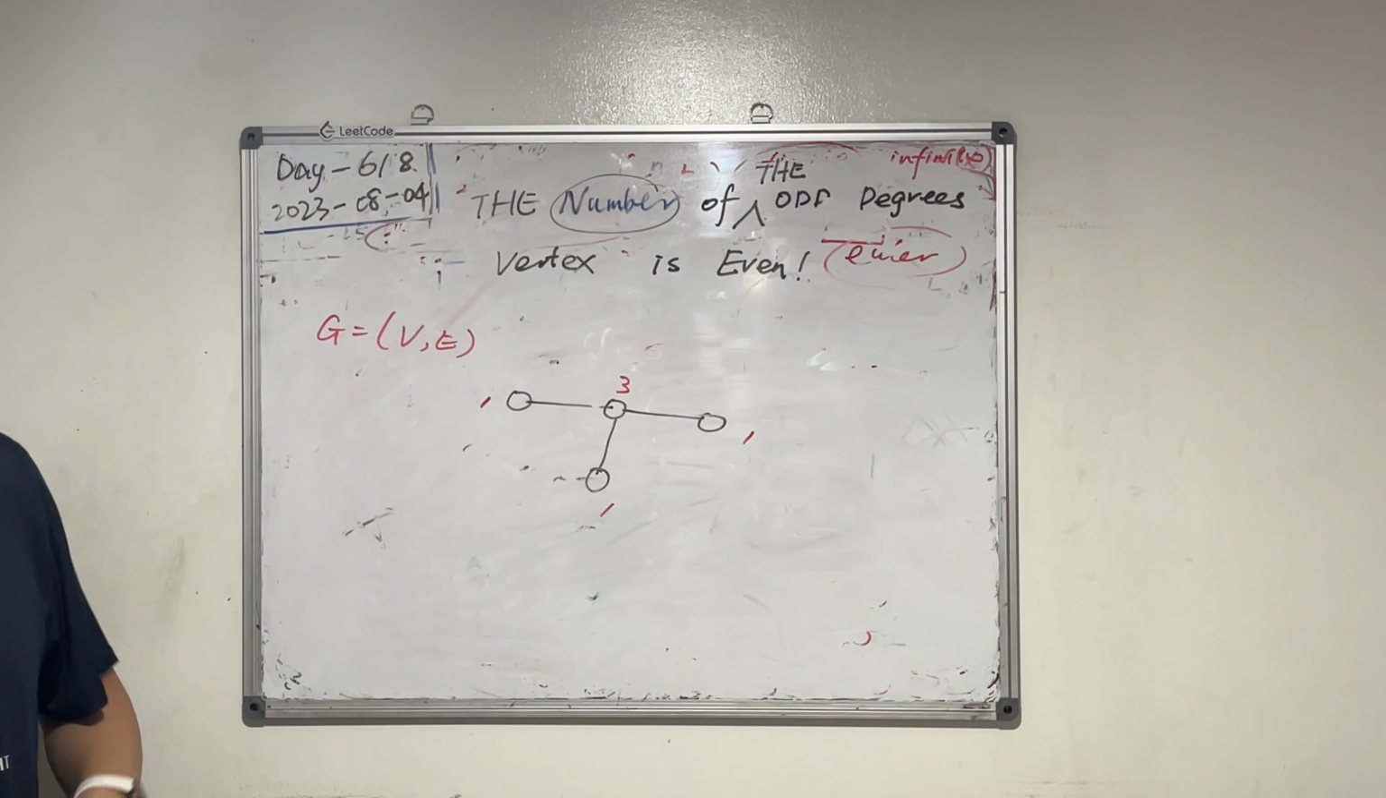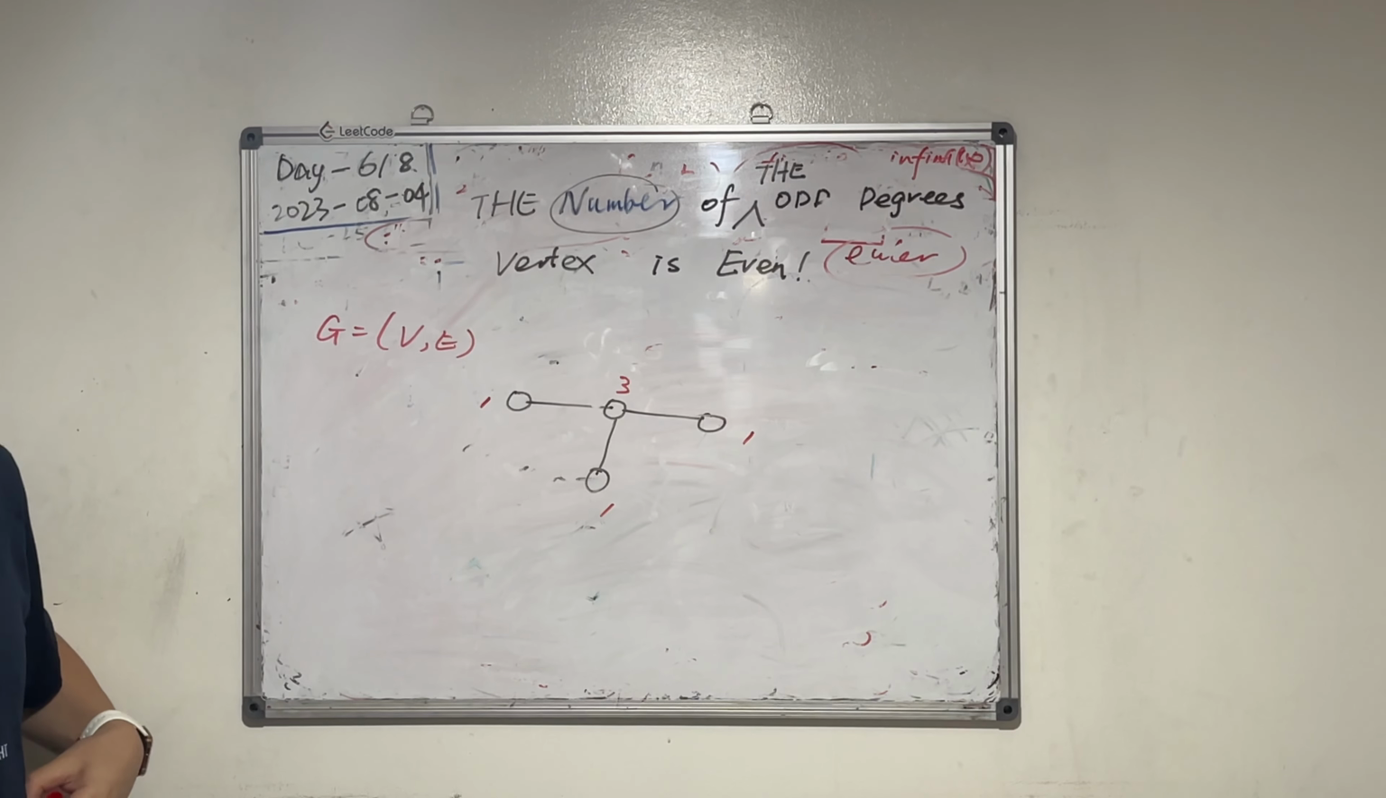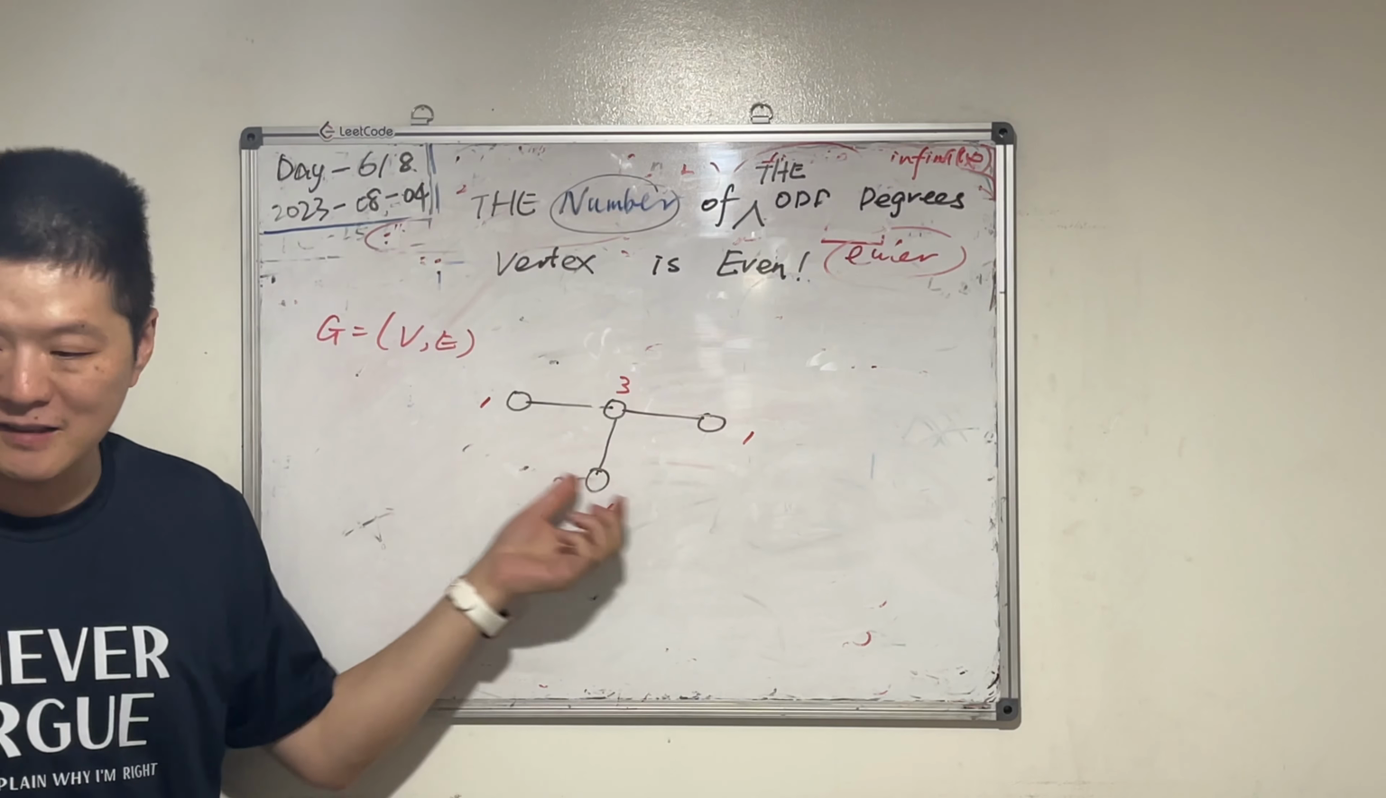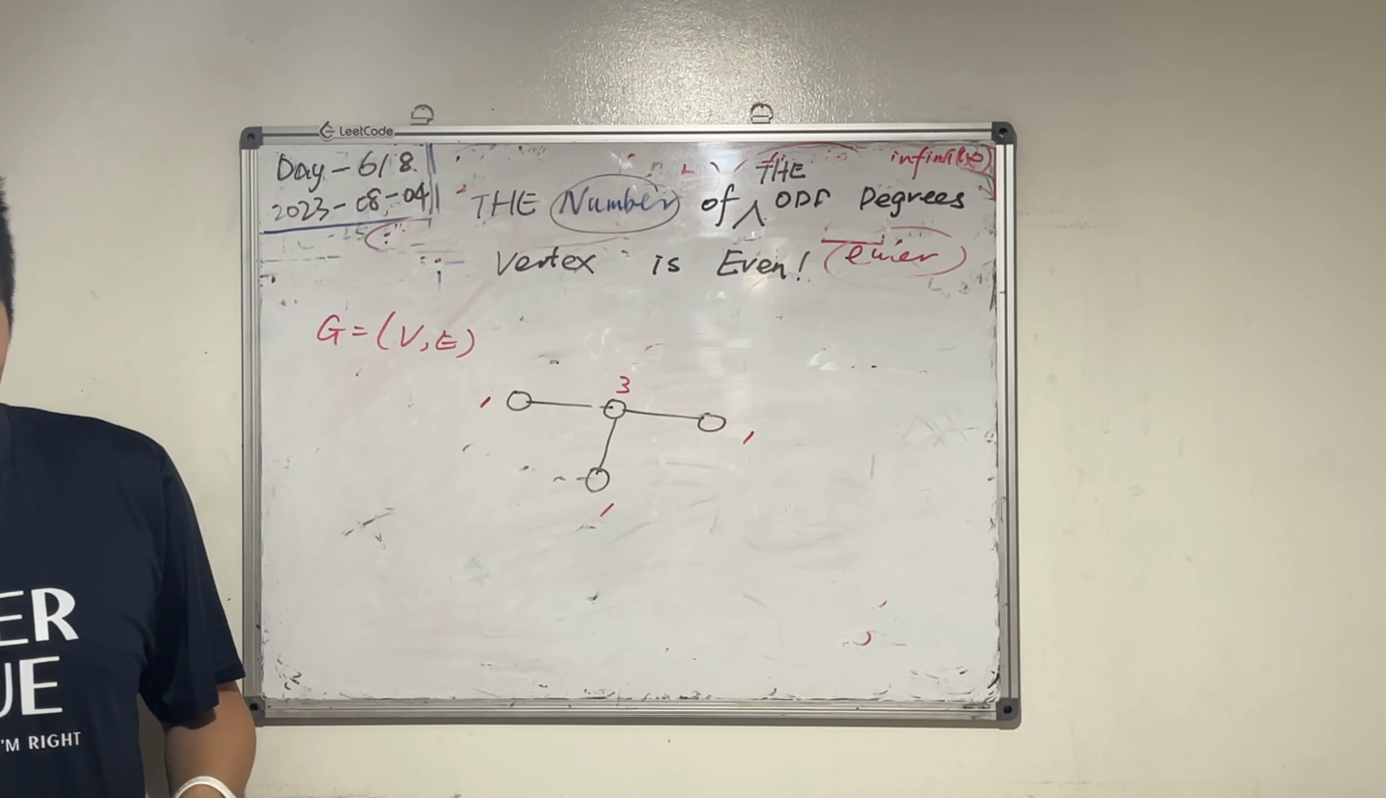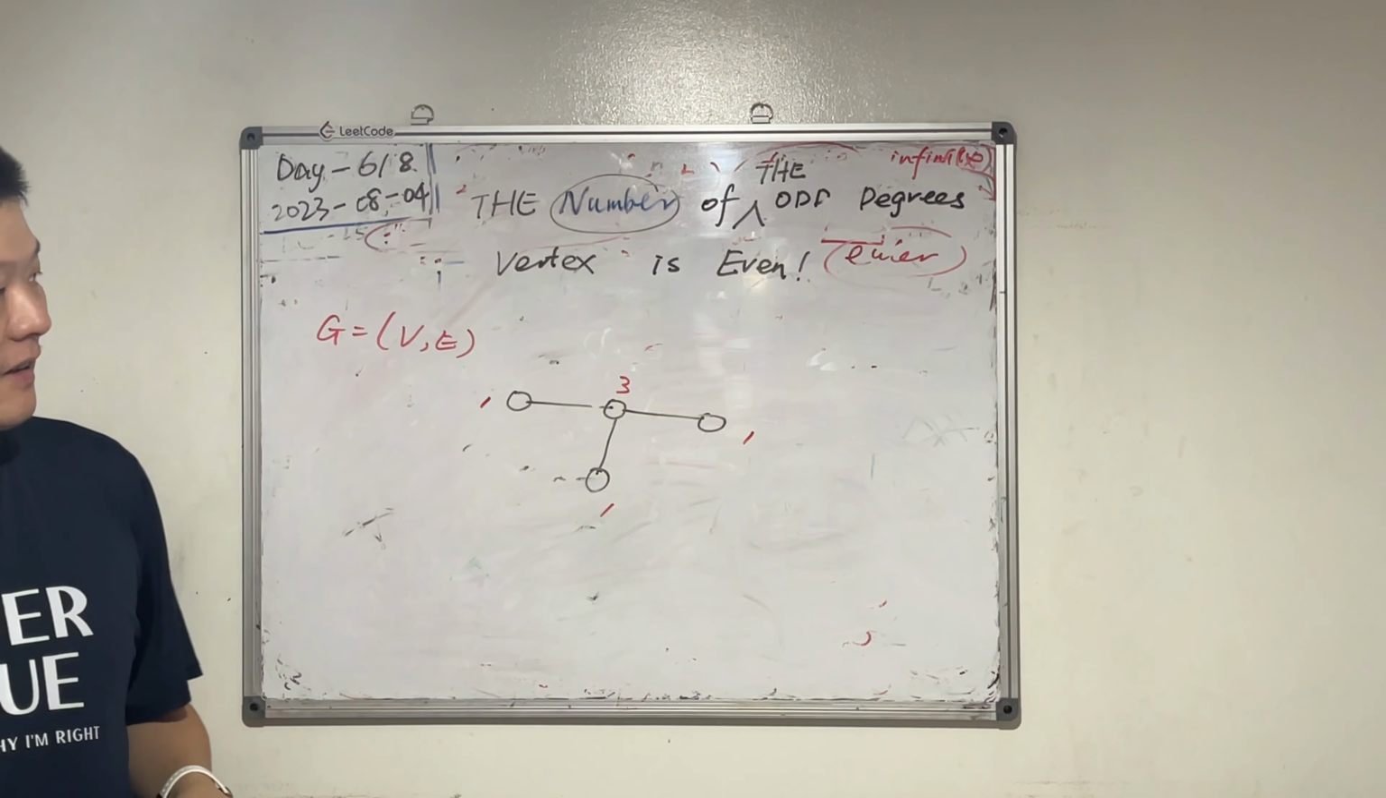Does the phrase odd degree vertices make sense? Now I'm talking about the odd degree vertices. Can you rephrase it? What I'm talking about is here. This vertex, the degree is 1, it's an odd number. This vertex, degree 1, is also an odd number. I know this is what I meant, but how do you rephrase this sentence?